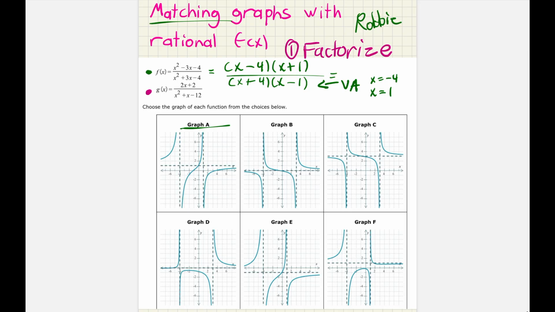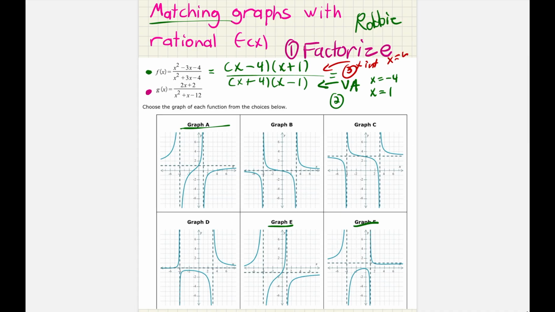We have other options, right? It would be E, 1 and -4, and also F, 1 and -4. Let's say that's step 2. And step 3 would be x-intercepts, which are the numbers that make those parentheses 0.